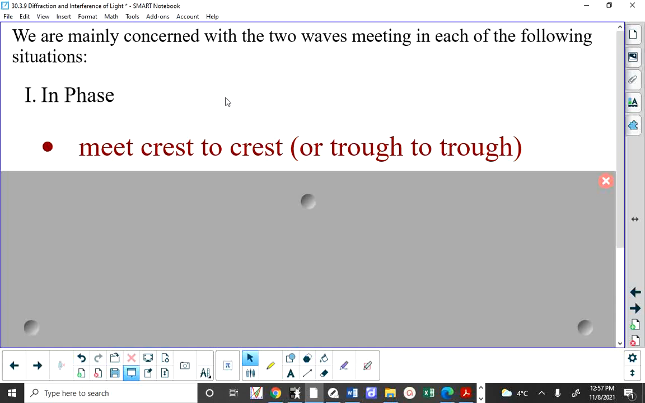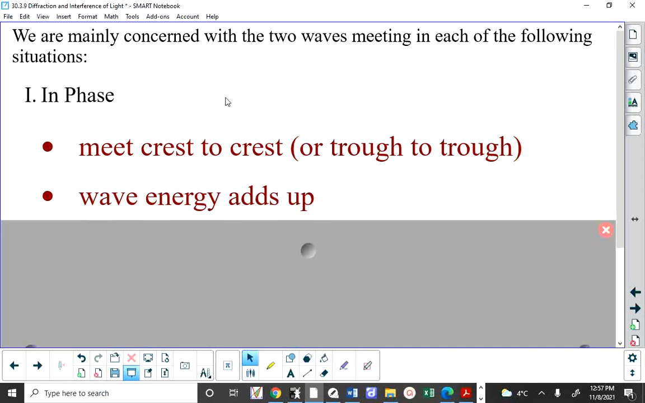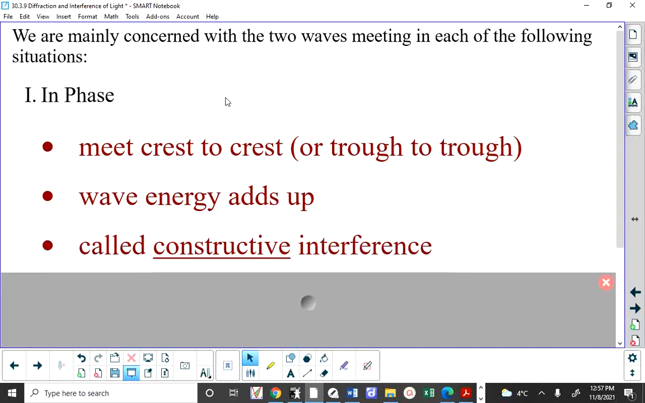If they're meeting trough to trough, the trough is the bottom part of a water wave, then at that point in space, each of those waves is trying to push the water down as much as possible. There's the most wave energy there, and they're both acting in the same direction. So the wave energy adds up. Whenever you've got waves that are interfering because they meet in phase, the wave energy adds up. And this is called constructive interference.